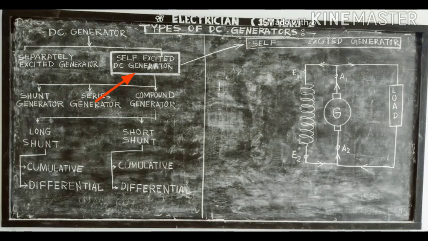Next, self-excited generator. In this generator, the field excitation is provided by its own armature. In this type of generators, initially the voltage is built up by residual magnetism retained in the field poles. Self-excited generators may be further classified as shunt, series and compound generators.